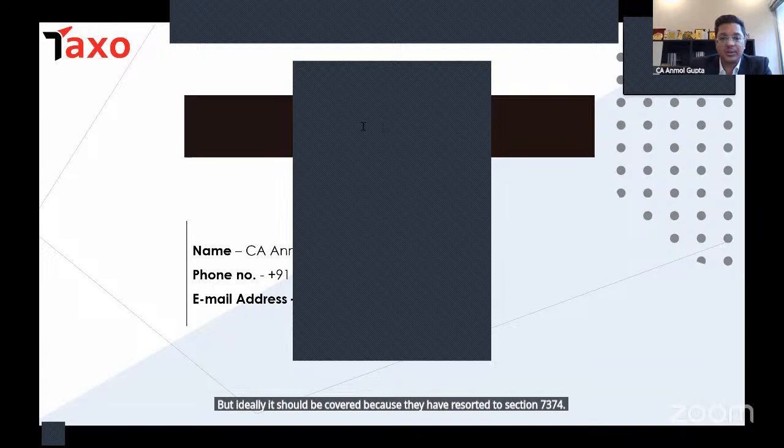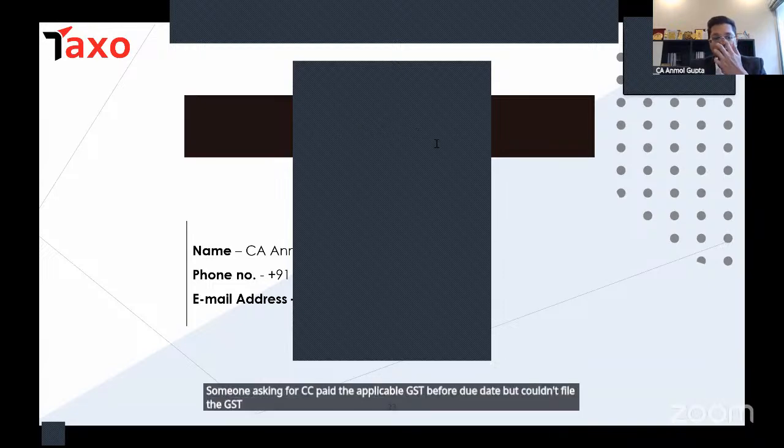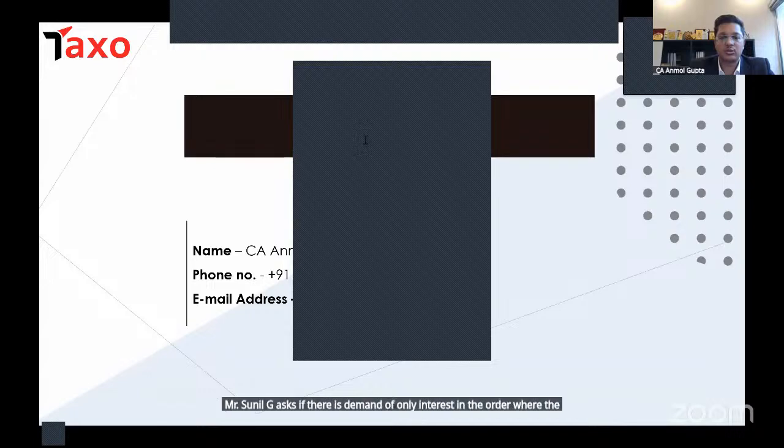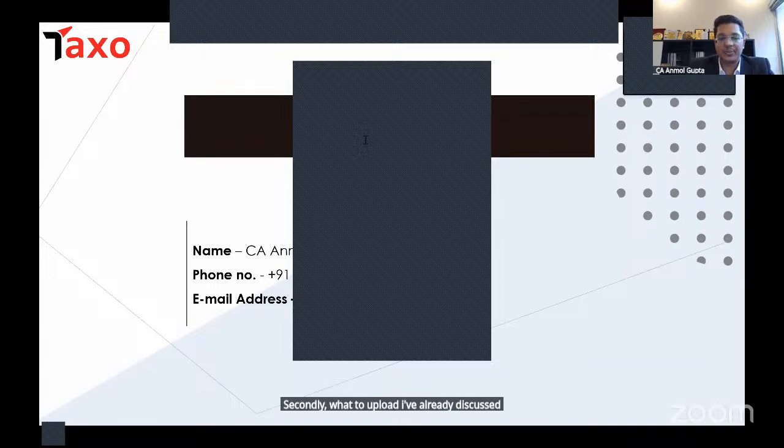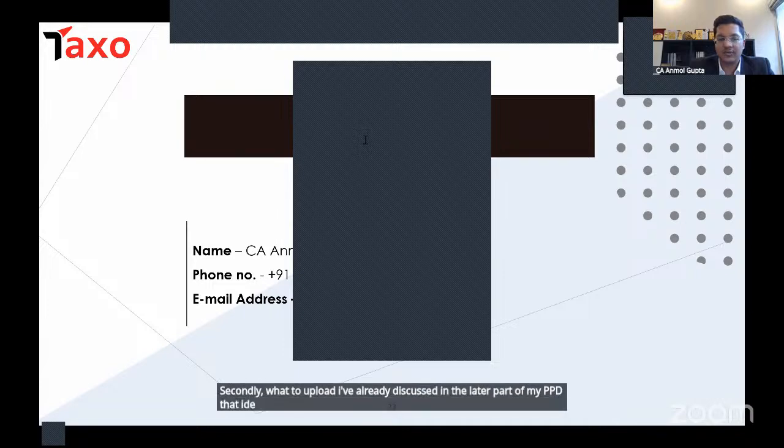Someone asked: if an assessee paid the applicable GST before the due date but couldn't file the GST returns on or before the due date, will that assessee get the benefit of this scheme? Yes, definitely. If there is a show cause notice or order, the benefit is available. The application requires uploading DRC 3 since no tax is payable. Sir, I have covered both of these issues. First, it is covered as per the circular. Secondly, what to upload, I have already discussed in the later part of my PPT: ideally you should upload a covering letter as well as the screenshot of your e-liability register wherein there is no tax demand.